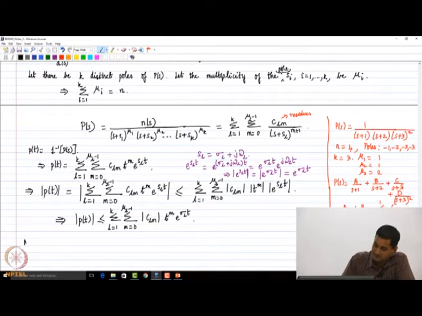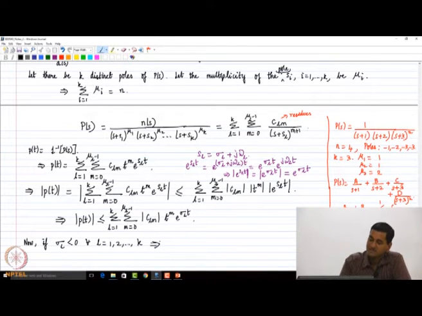Now, if sigma L is strictly less than 0 for all L going from 1 to k, what can you say about the magnitude of P of t as t tends to infinity? It will go to 0, right?